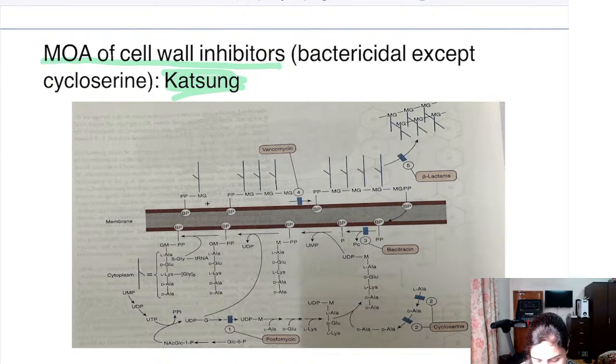Now the target sites: here this is 1, 2, 3, 4, 5. So 5 target sites are given here. They asked vancomycin acts on which target site. Your answer would be 4, not 5. This is the transpeptidase of beta lactams. I'll explain what happens with each of these, because there is a chance they can ask next time. If they give you the same diagram, they may ask fosfomycin acts on which site, cycloserine acts on which site, bacitracin acts on which site. So there can be a difference.